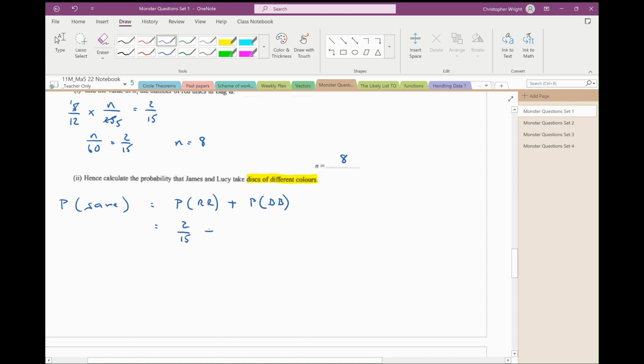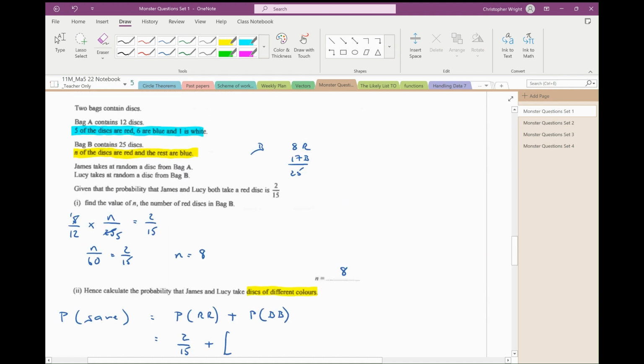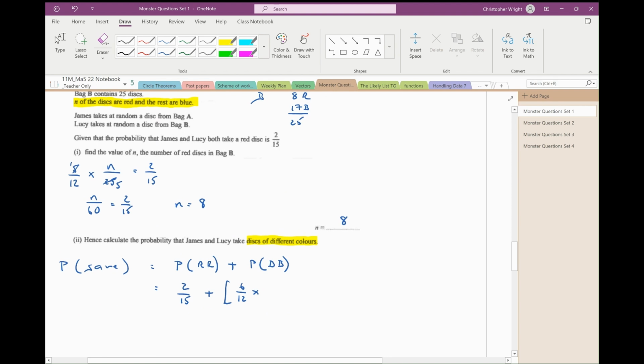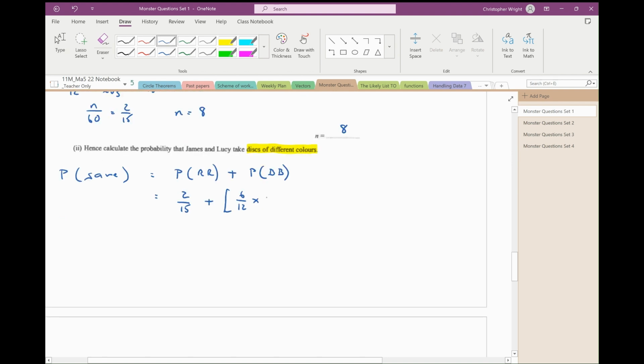And the probability that they both take a blue is the probability that the first of them takes a blue, 6 out of 12, multiplied by the probability that the second of them takes a blue, 17 out of 25. So, a little bit of maths, and the probability of them both taking the same is 2/15 plus, that's a half, so it's going to be plus 17 over 50. Stick that into my calculator.